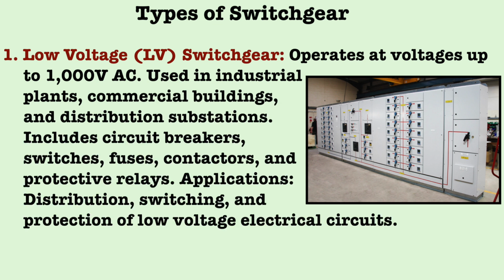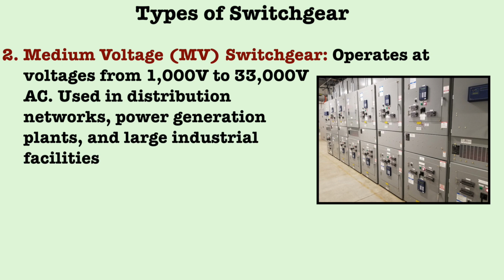It can be classified as low voltage switchgear, which operates at voltages up to 1000 volts AC. It is used in industrial plants, commercial buildings and distribution substations. It includes circuit breakers, switches, fuses, contactors and protective relays. The applications of this low voltage switchgear are the distribution, switching and protection of low voltage electrical circuits.